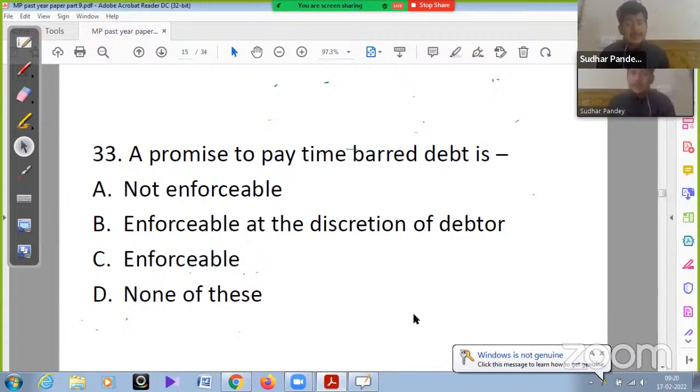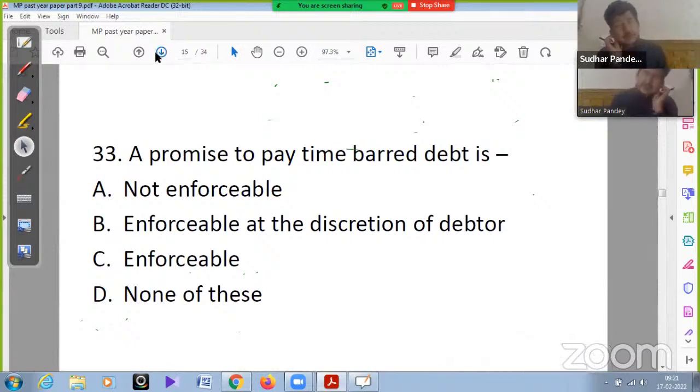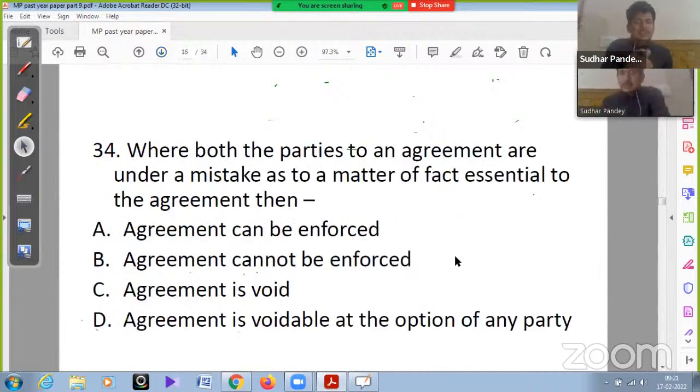A promise to pay a time barred debt is: A, not enforceable. B, enforceable at the discretion of debtor. C, enforceable. And D, none of these. What should be the correct answer for question number 33? Its correct answer will be C, Calcutta. Yes, that is enforceable. A promise to pay a time barred debt is enforceable. If you read closely, section 25 is talking about a promise to pay a time barred debt. Okay? Next, question number 34.